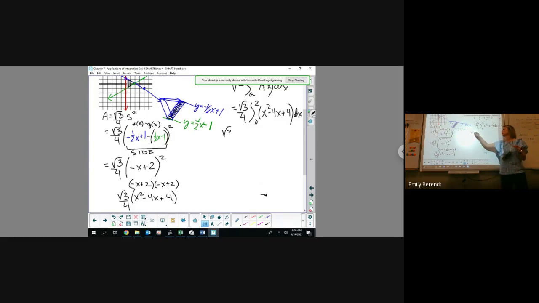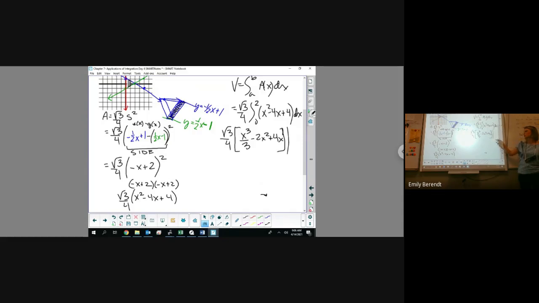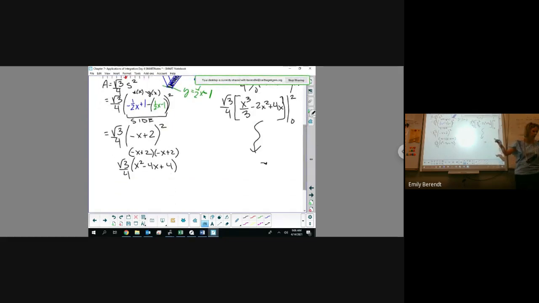All right, square root of 3/4 times x squared becomes x cubed over 3, and then minus 4x, add 1 to the power, which gets you to a 2, then divide by 2, minus 2x squared plus 4x, evaluated from 0 to 2. So you plug in your 2, your 0 would wipe everything out, ends up being 2 root 3 over 3 cubic units.